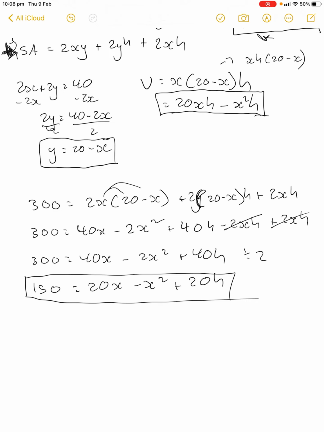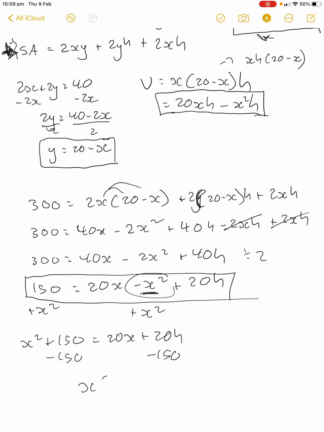This is where things are going to get a little bit weird. Putting in x is going to be difficult because we've got this x squared. But what we can do is replace that x squared with the x squared that I have here. So if I isolate x squared, I'm going to add x squared to both sides. So I have x squared plus 150 is equal to 20x plus 20h, and then minus 150 to get x squared by itself.